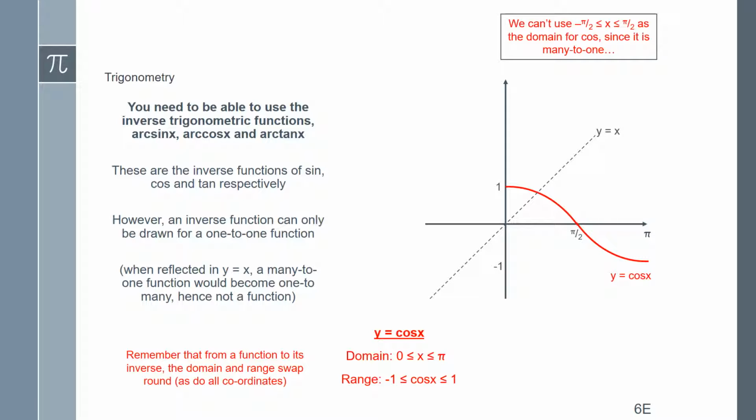Again, we can reflect that in the line y equals x, so it now looks like the blue line. That's the reflection of the red line. That's y equals arccos x, and swapping around the domain and the range gives us that the domain of arccos x is minus 1 is less than or equal to x is less than or equal to 1, and the range of arccos x is 0 is less than or equal to arccos x is less than or equal to pi. So that's the trig function arccos x.